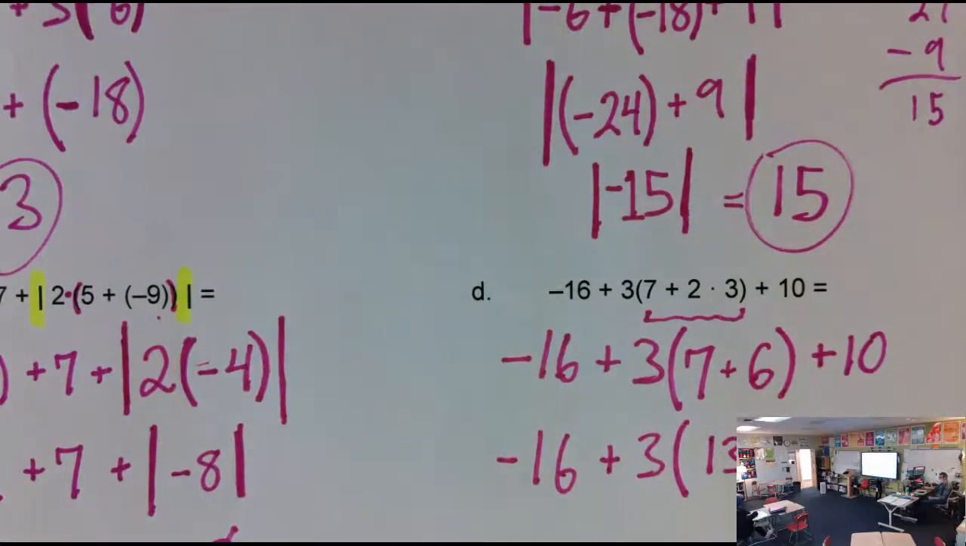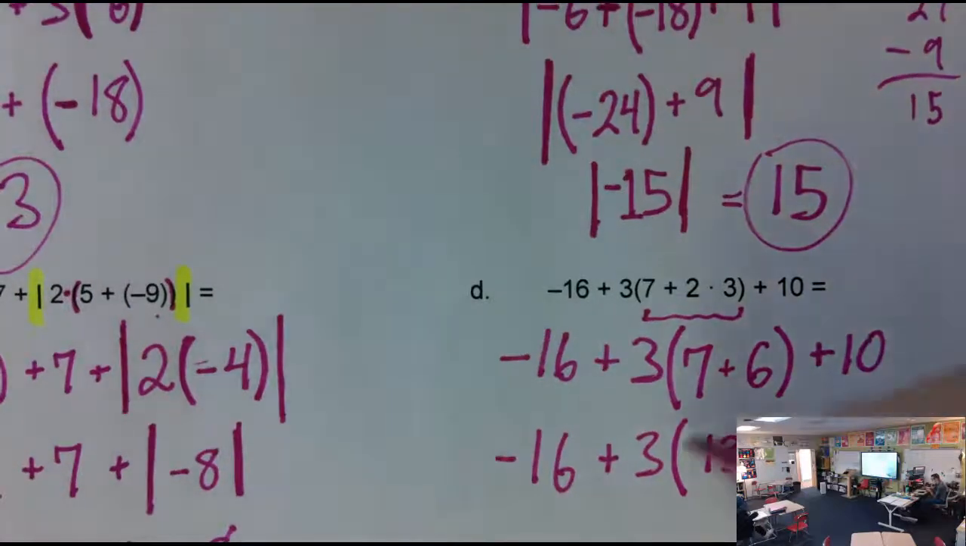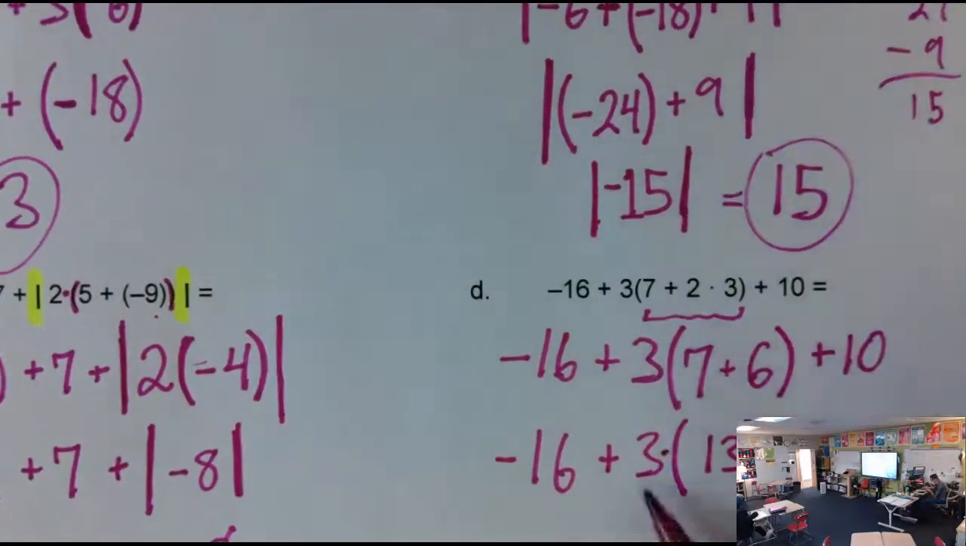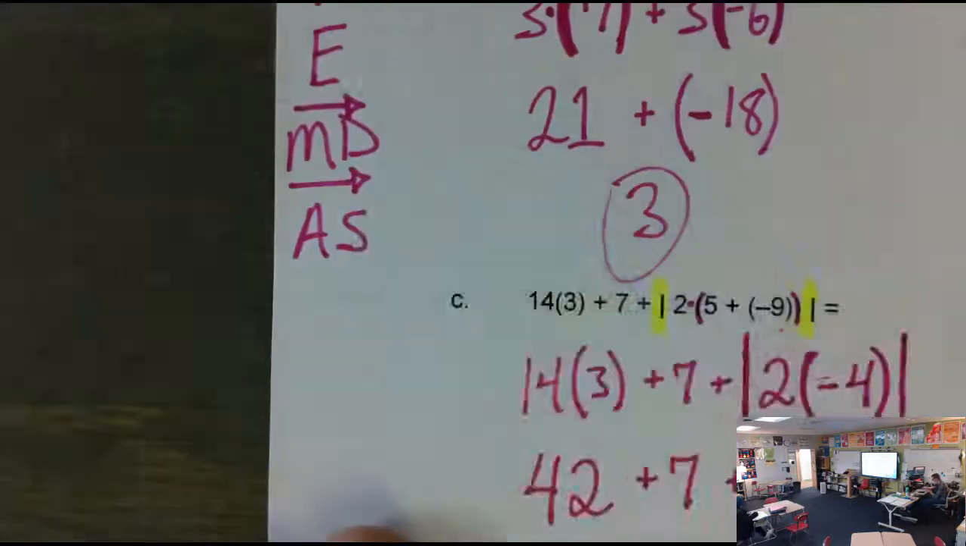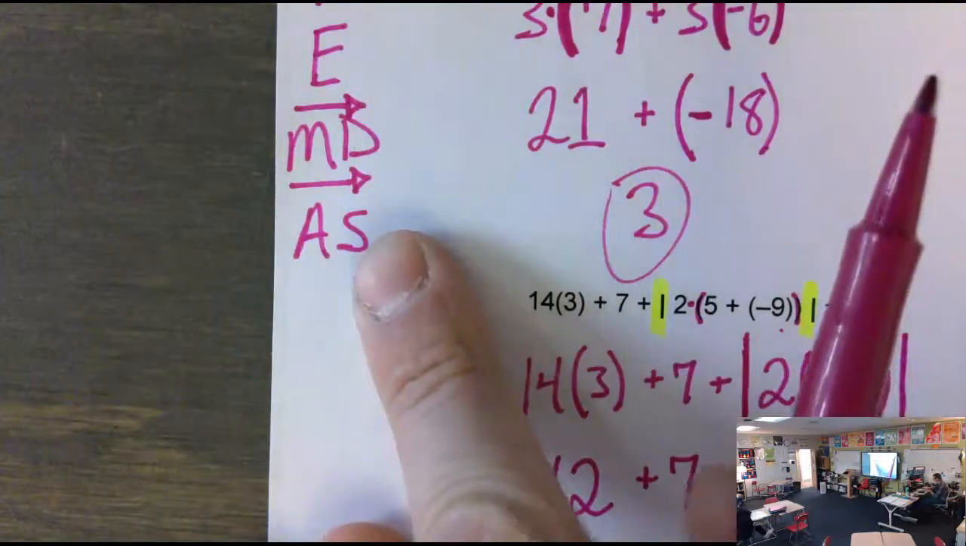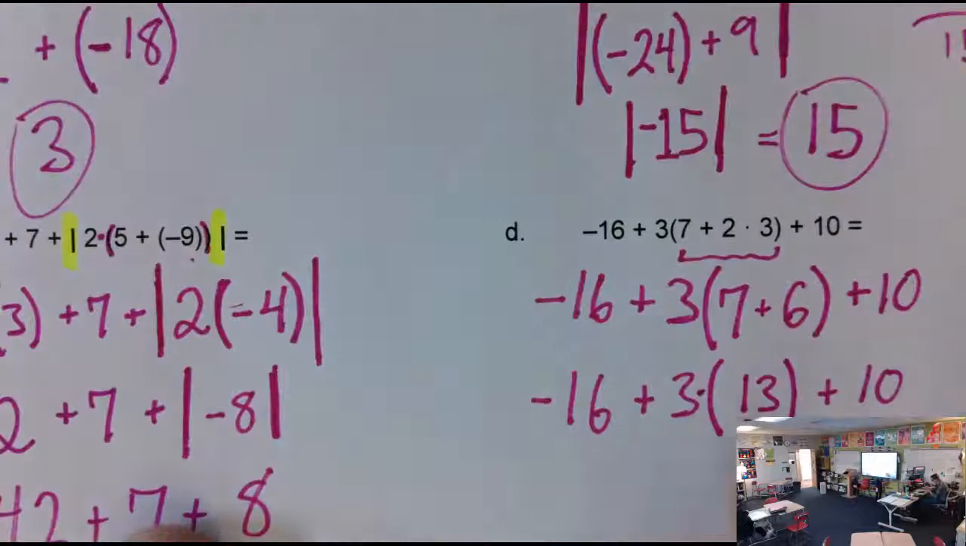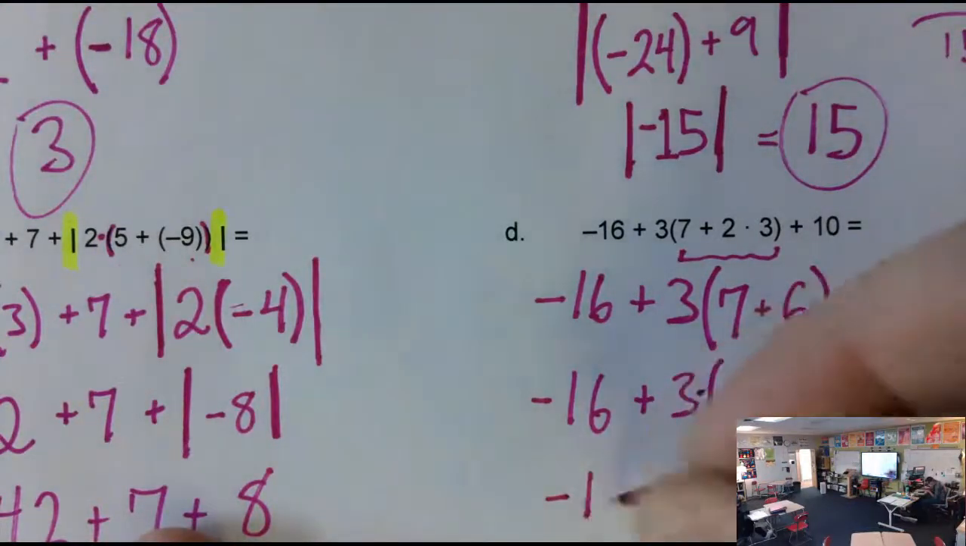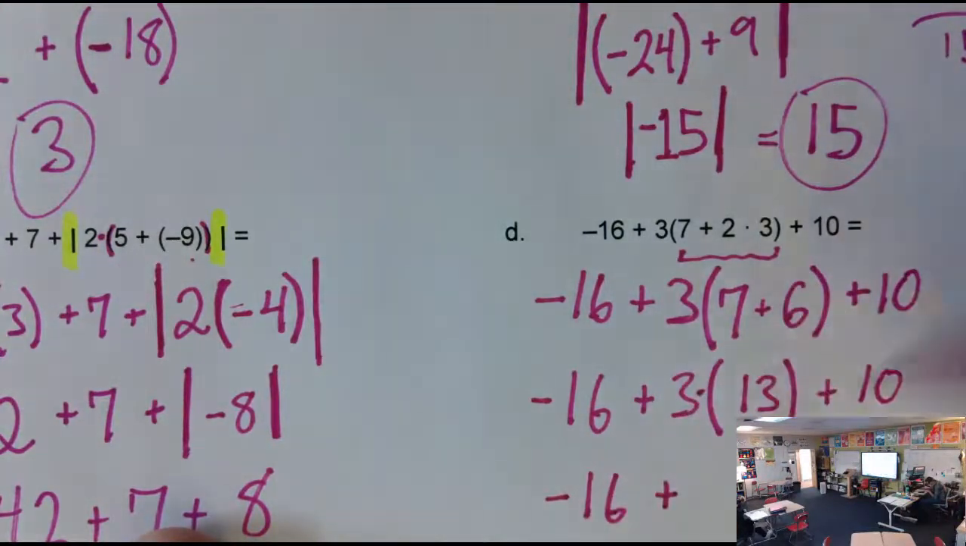Now, what do I do in my next step? Add, subtract, multiply, divide, exponents, parentheses. What are we doing? If we have multiplication, which we do, remember this is multiplication, we said multiplication comes before addition. Right? So we have to multiply here. 3 times 13 is 39.